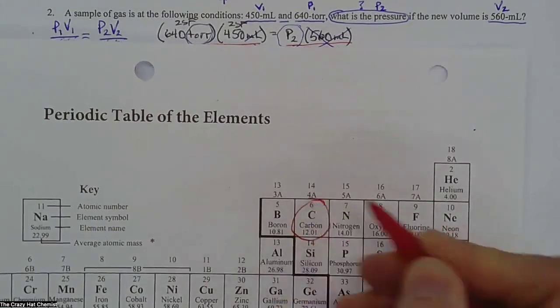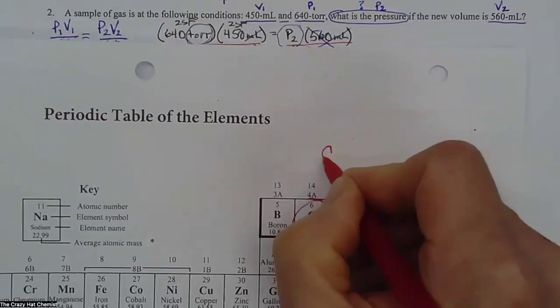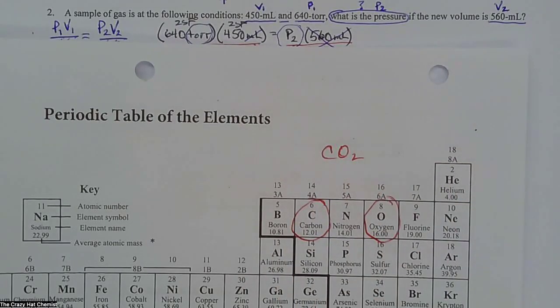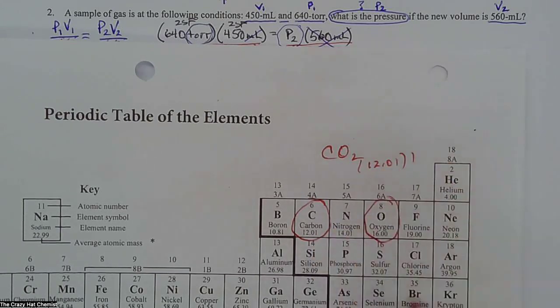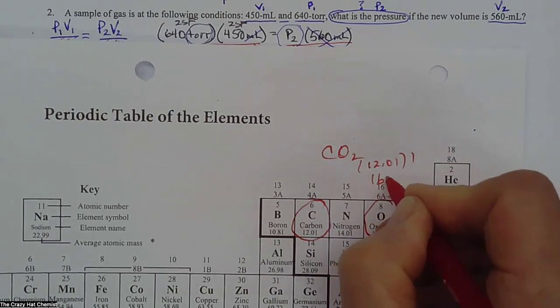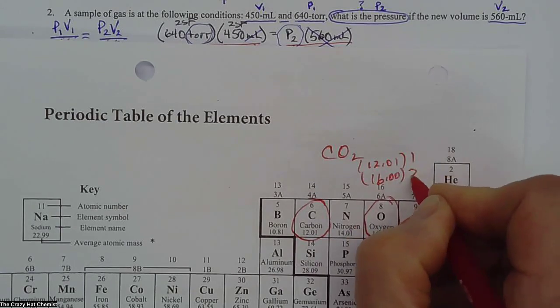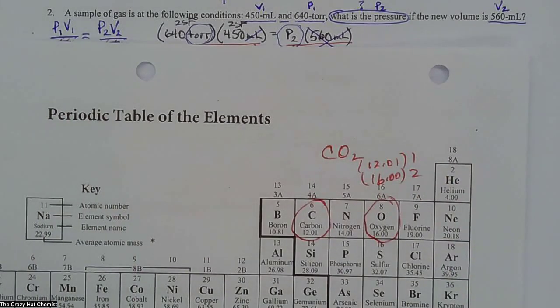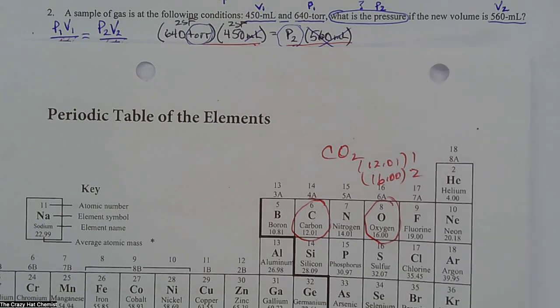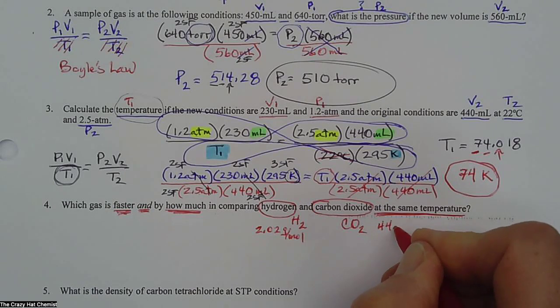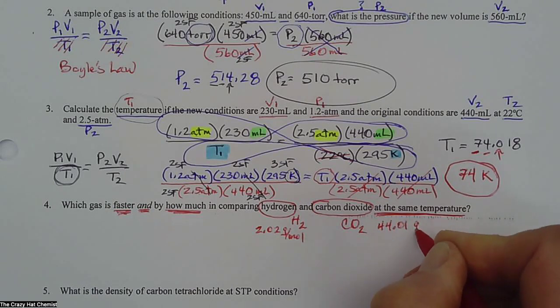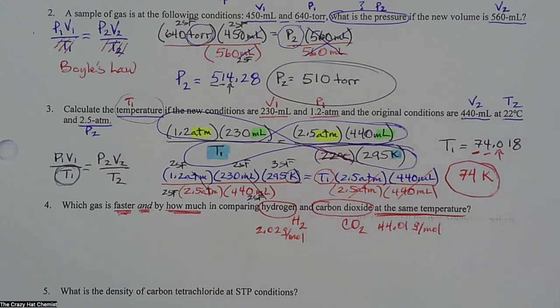Okay, now we need to get the molar mass for carbon dioxide. There is carbon, there's oxygen. Carbon dioxide is CO2 like that. So it's 12.01 times 1 because there's 1 carbon, 16.00 times 2 because there's 2 oxygens. Hopefully that works for you. So that will be a molar mass for carbon dioxide of 44.01 grams per mole. All right, fantastic.